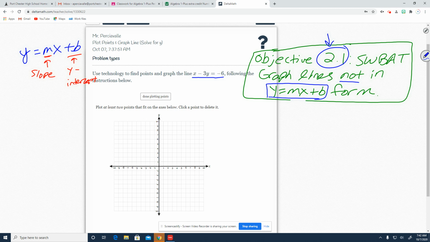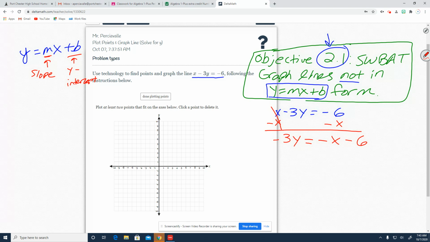Use technology to find points and graph the line x minus 3y equals negative 6. Notice that this equation is not in the form y equals mx plus b, so I need to get the y by itself. I want to isolate the term with a y in it, so I'm going to subtract x on both sides. These x's go away, and we're left with negative 3y equals negative x minus 6. You can also write negative 6 minus x, it's the same thing.